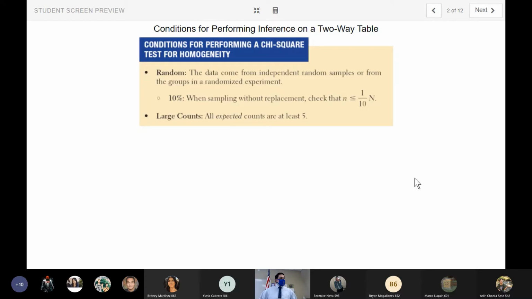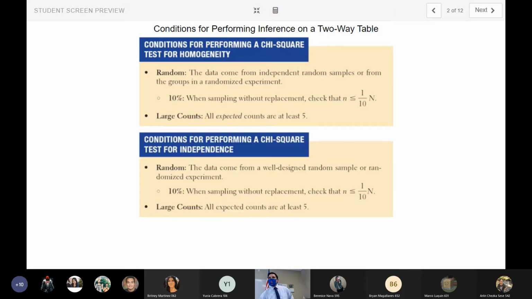Why is the other one missing? Something went wrong here. I'm supposed to have two pictures in there. There it is. It was lagging. All right, there we go. We've got both conditions here now.